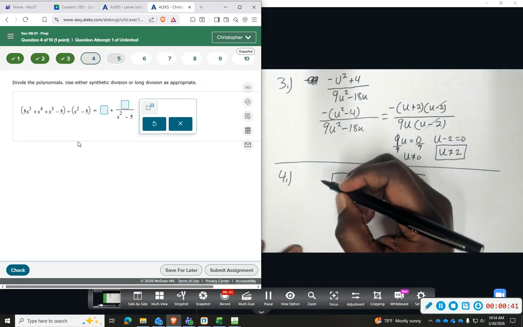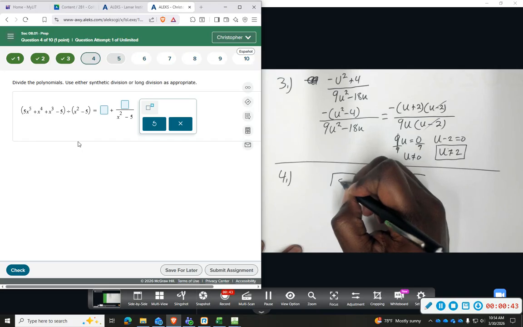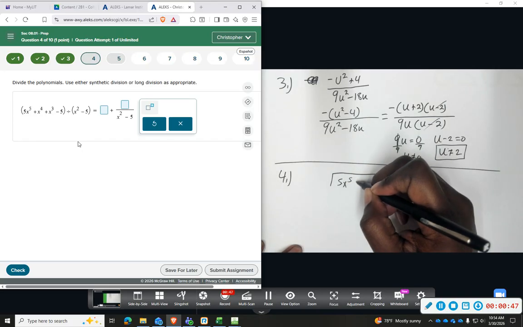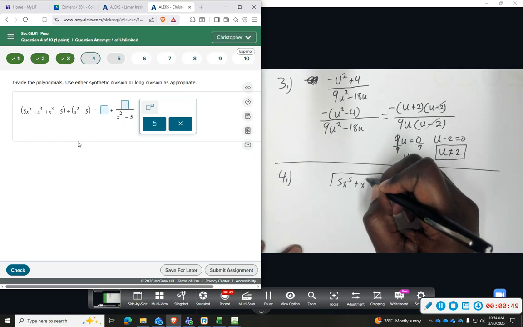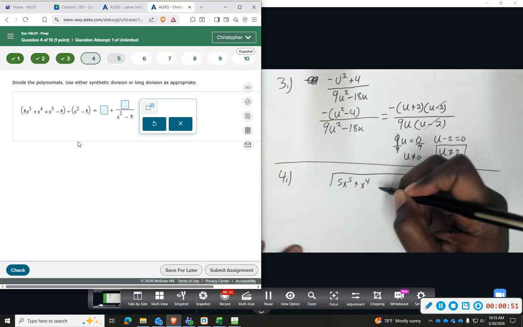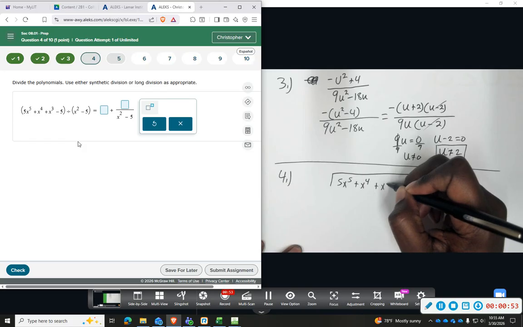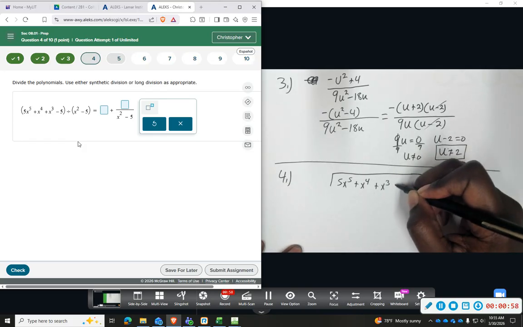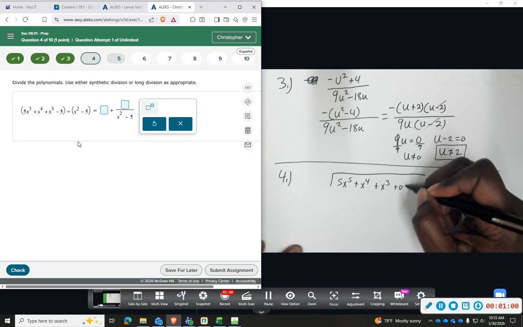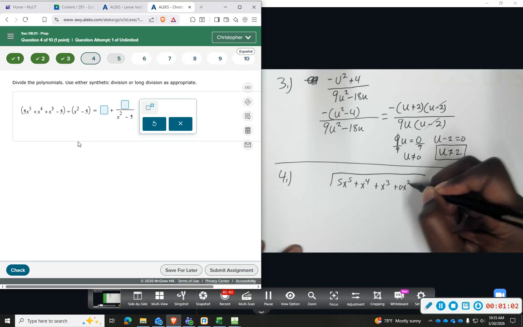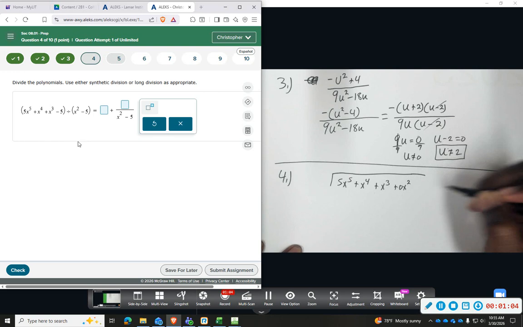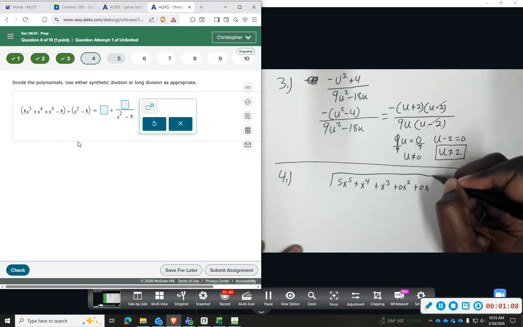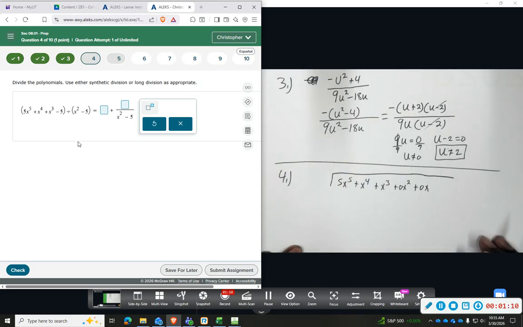So that would be 5x to the 5th, and then plus x to the 4th, and then plus x to the 3rd, and then we're missing x squared, so I'm going to say plus 0 x squared, because we're missing that as a placeholder. We don't have a single x term, so I'm going to say plus 0x. These are just placeholders to keep everything in alignment.